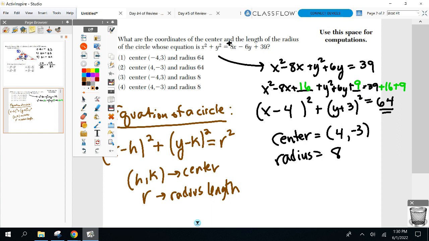Others? Eva? Wait, so why is it 4, negative 3 instead of...? Okay, remember the equation now. X minus h squared. So what number did I just plug in for h? Just 4. Because if you plugged in negative 4, now I got minus a negative 4, which becomes plus 4. So that h value had to have been 4. Over here, y minus k squared. How did I get a plus 3? By plugging in another negative number. Okay. Good.